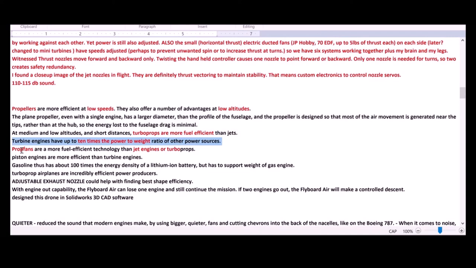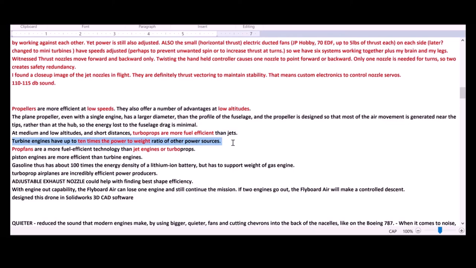Now, one of the reasons that we find the turbine engines to be really great for this project is right here. Turbine engines have up to 10 times the power to weight ratio of other power sources. And that's really what we're looking for in a flight type of project: as lightweight as possible with as much power output as possible. This is the whole reason why most people make their machines with lithium batteries, because they have that high power output to weight ratio. But turbine engines have even more of that power to weight ratio.